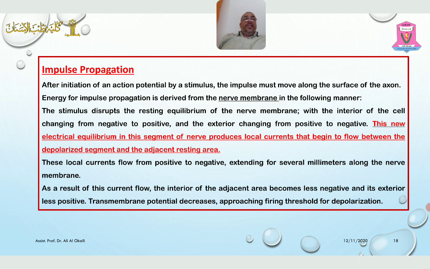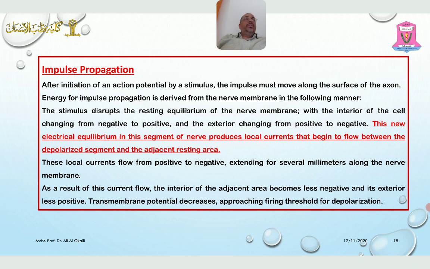The stimulus disrupts the resting equilibrium of the nerve membrane, with the interior of the cell changing from negative to positive and the exterior changing from positive to negative. This new electrical equilibrium in this segment of nerve produces local currents that begin to flow between the depolarized segment and the adjacent resting areas.